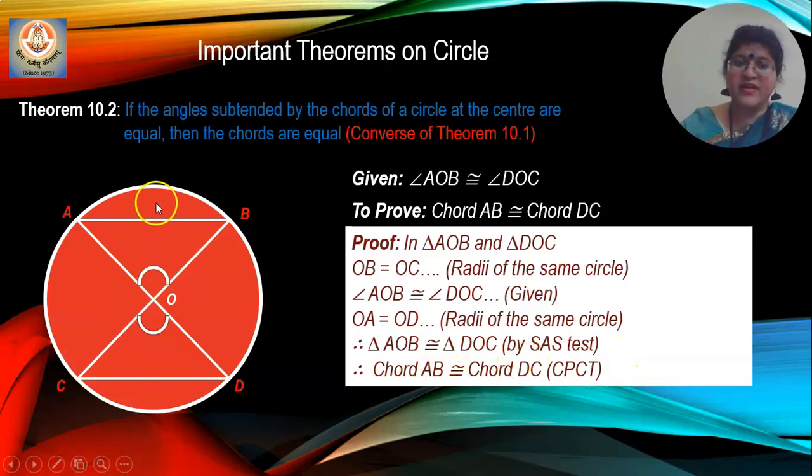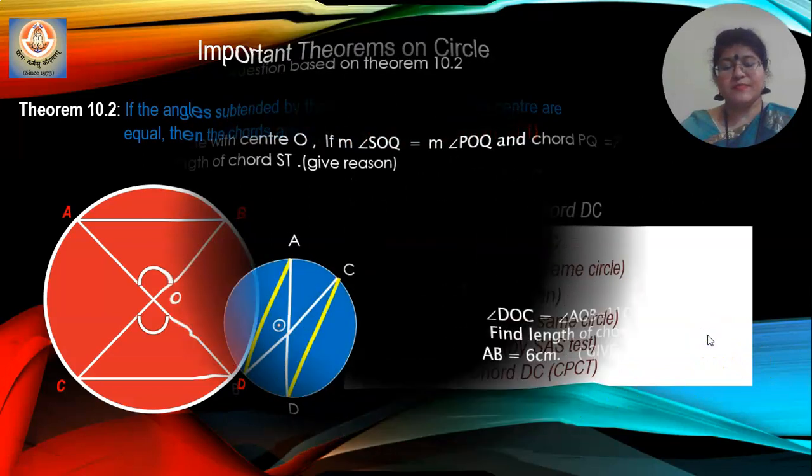So that is why I've taken chord AB congruent to chord CD. This angle will also be congruent to this, and this angle will also be congruent to this, but that is not what is asked. They have asked you to prove the chords equal, and that is what I have proved, chord AB congruent to chord CD. So this is theorem 10.2. Now what kind of questions could you get pertaining to this theorem? Let us have a look.